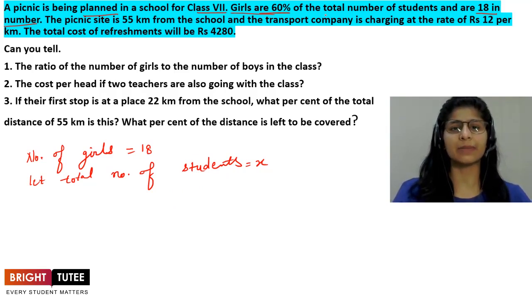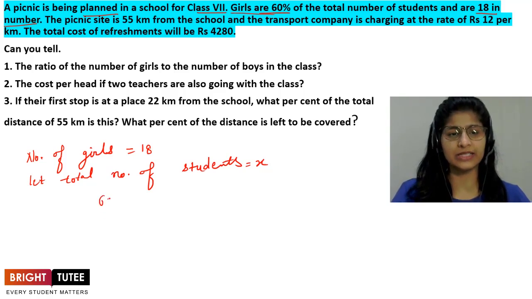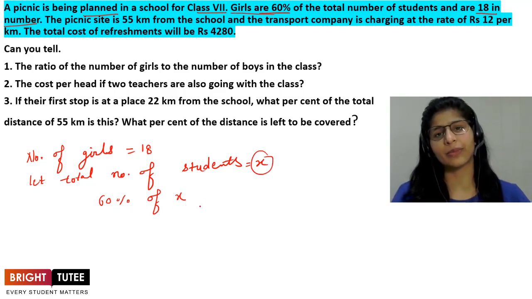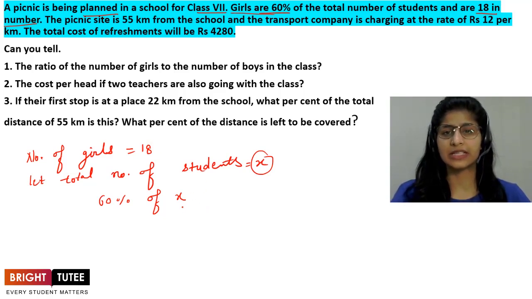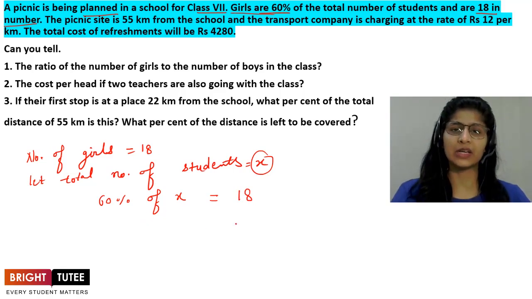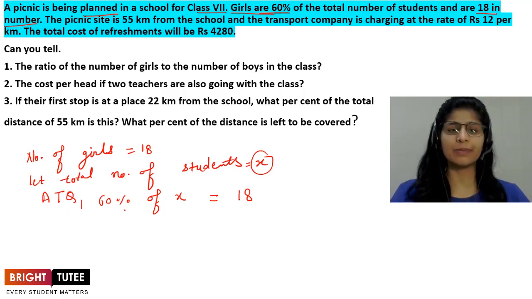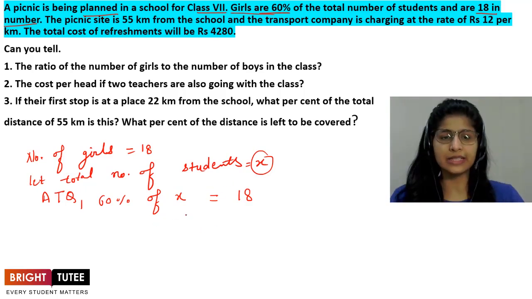Now we know that girls are 60% of the total number of students. Total number of students is X and number of girls is 18. So according to the question, we can equate these two. 60% of X is the number of girls, and the number of girls in numerical form is given as 18. So using this percentage, 60%, we can calculate X, the total number of students.